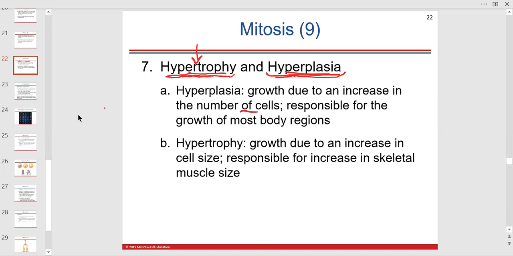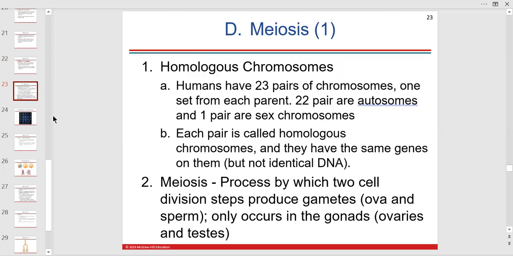So the number of cells, hyperplasia. And hypertrophy, it's like the opposite of atrophy. Hyper means more. So that's increasing the cell size. And it's not only skeletal muscle, it's also cardiac muscle, which sometimes is good or normal, sometimes it's pathological.